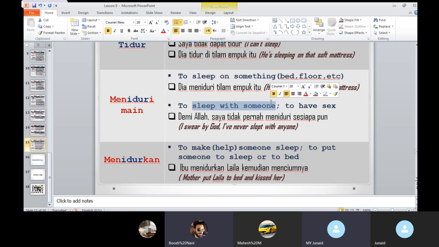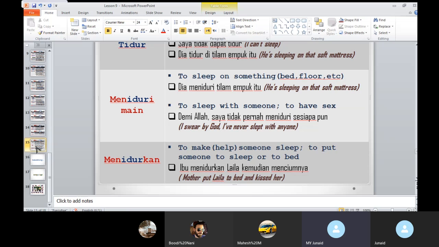But how can we recognize if I want to say main without the bad meaning, I just want to say play? It depends on your sentence and context. Like we say, awak main apa? What are you playing now? Awak tengah main apa? So that's normal playing. You can understand from the context. Faham. Okay. So we've come to the end of this lesson.